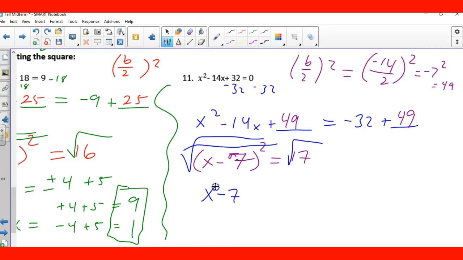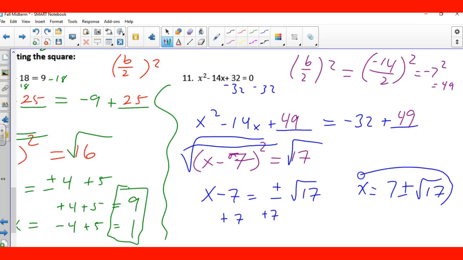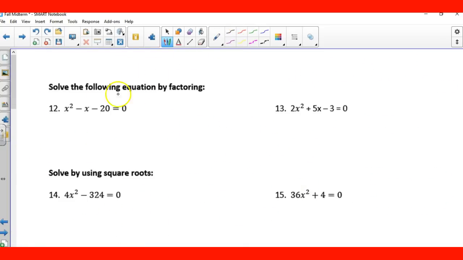So x minus 7 equals plus or minus the square root of 17. Now we're going to add 7 on both sides, so you have x equals 7 plus or minus square root of 17. There we go, our two answers: 7 plus square root of 17 and 7 minus square root of 17. Alright. Solve this by factoring.